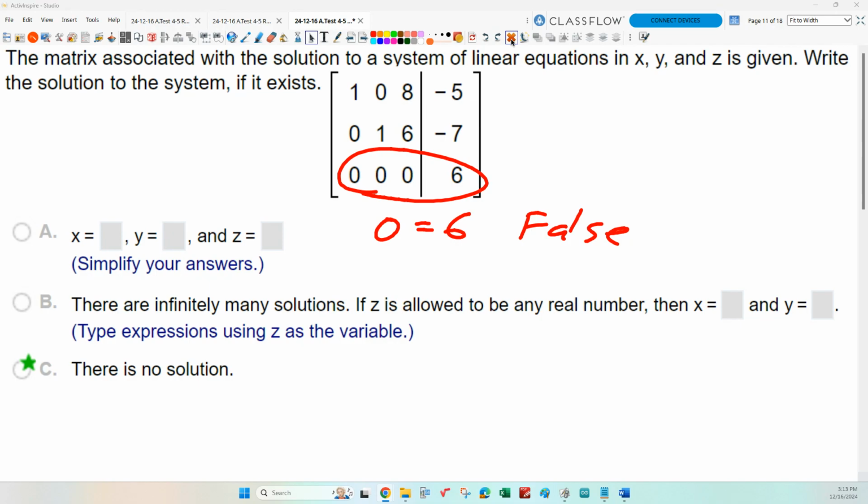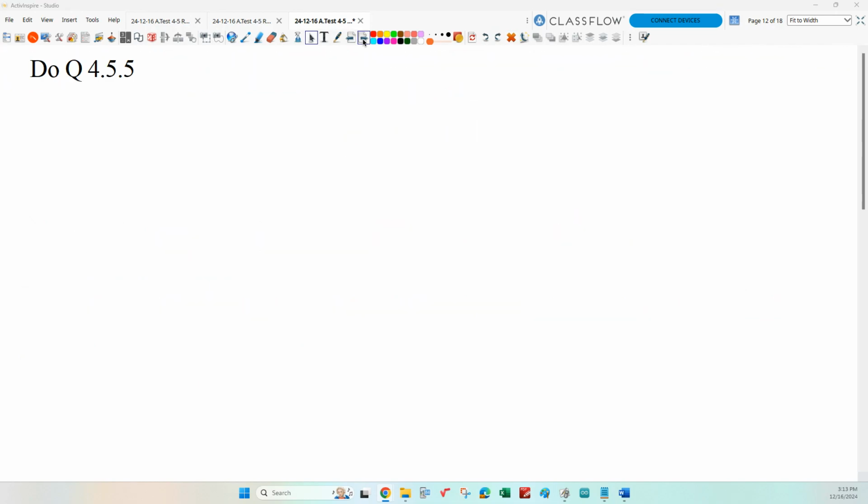All right. Next issue is graphing linear systems of linear inequalities. Let's take a quick look at a couple of these. And then that's it for the first part for test 4.